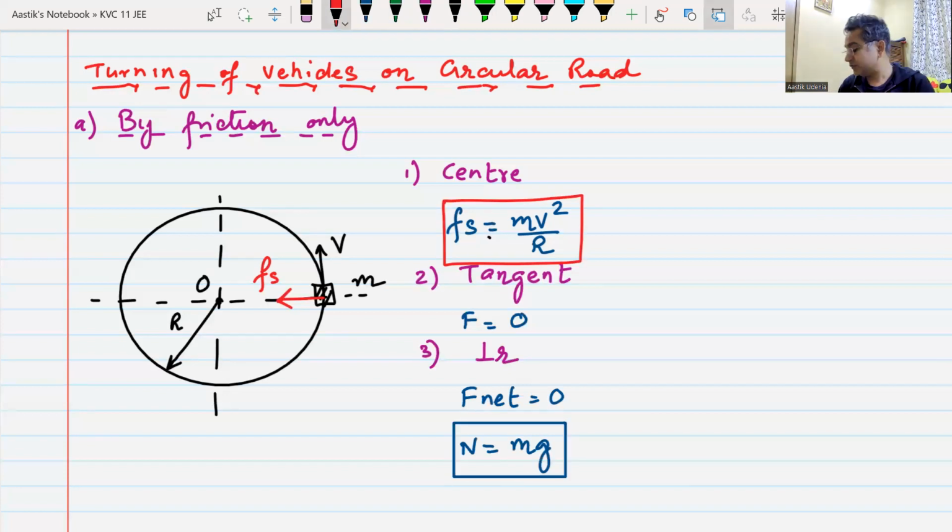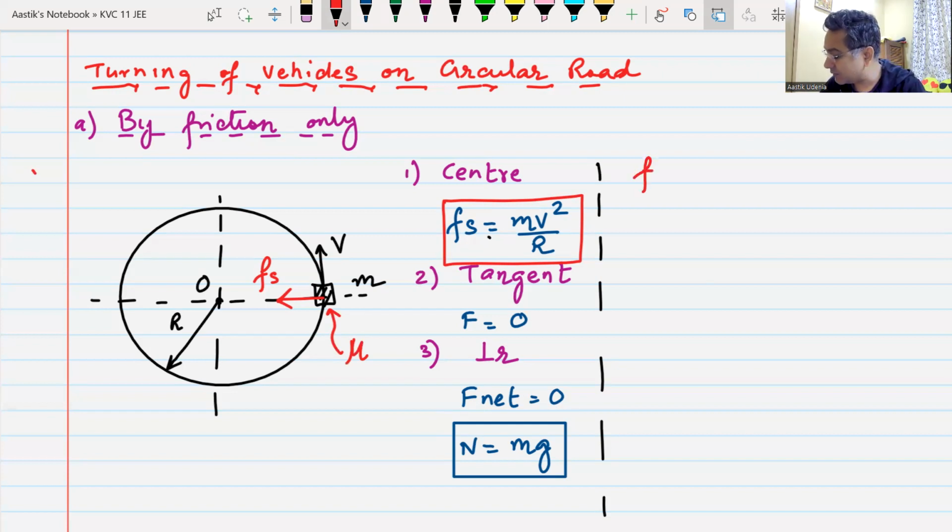Now, so far so good. If I say that the coefficient of friction between the vehicle and the road is mu, we don't know the value of static friction, but we know the maximum value of static friction. Static friction is always less than or equal to what? Limiting friction, and the value of limiting friction is fixed. That is equal to mu into n.